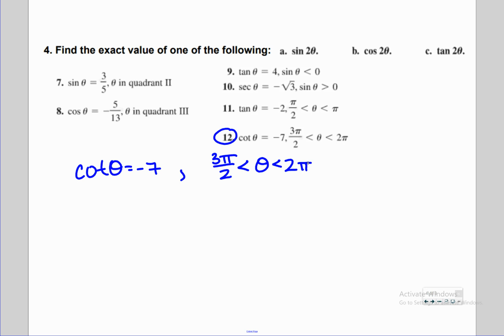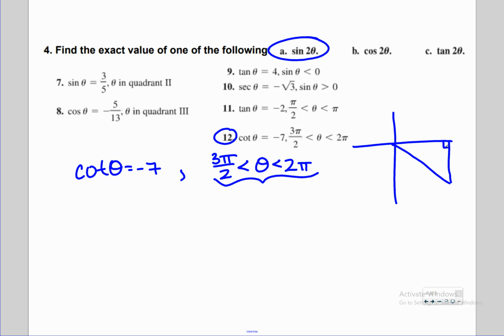I won't ask for all 3 of them on the test. I'm just going to ask for one of the 3. So do you guys have a preference which one you want to do? Sine, cosine, or tangent? Sine, sure. Okay. All right. So if theta is between 3 pi over 2 and 2 pi, what do I know? It's in the 4th quadrant. And what do I know if I know a quadrant?